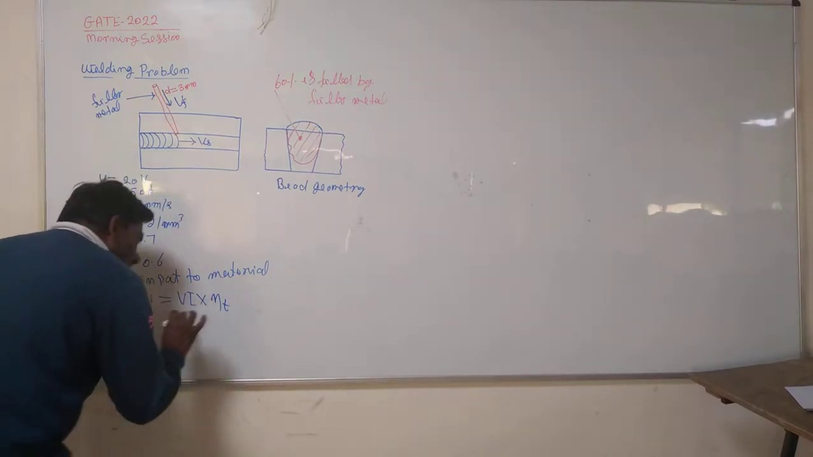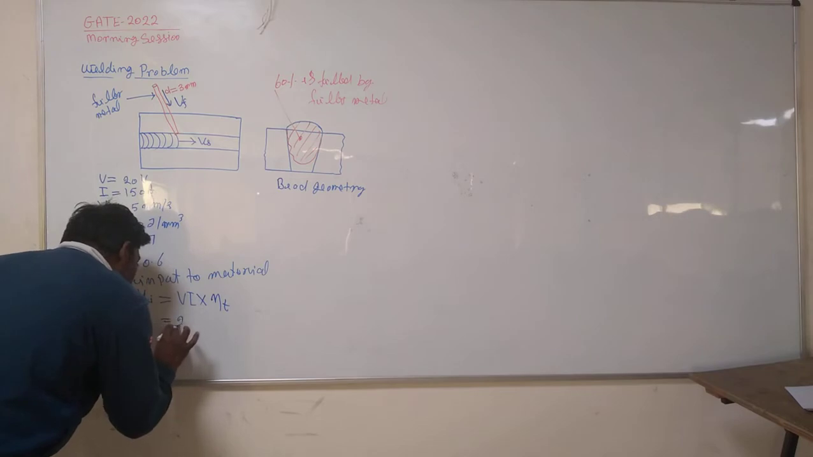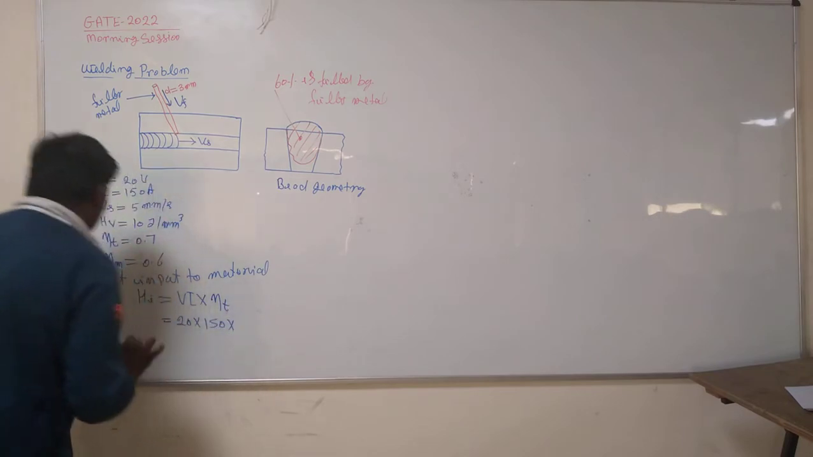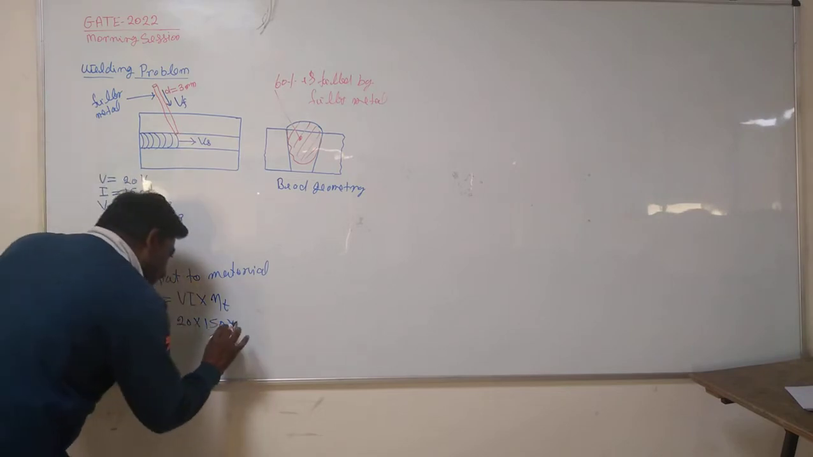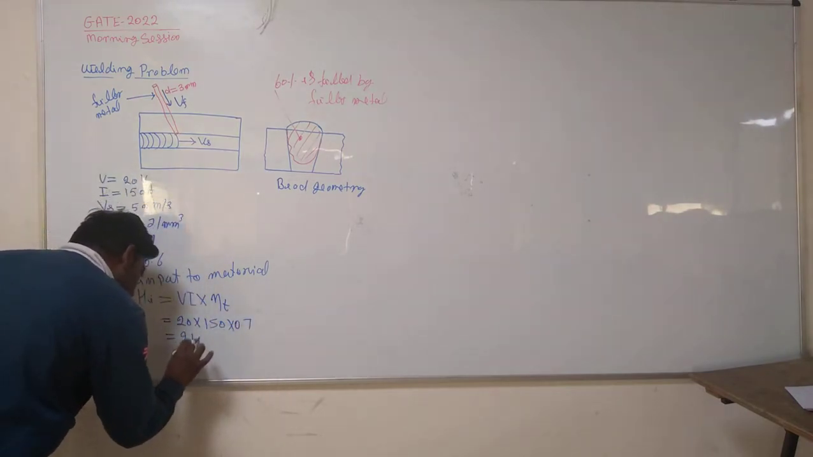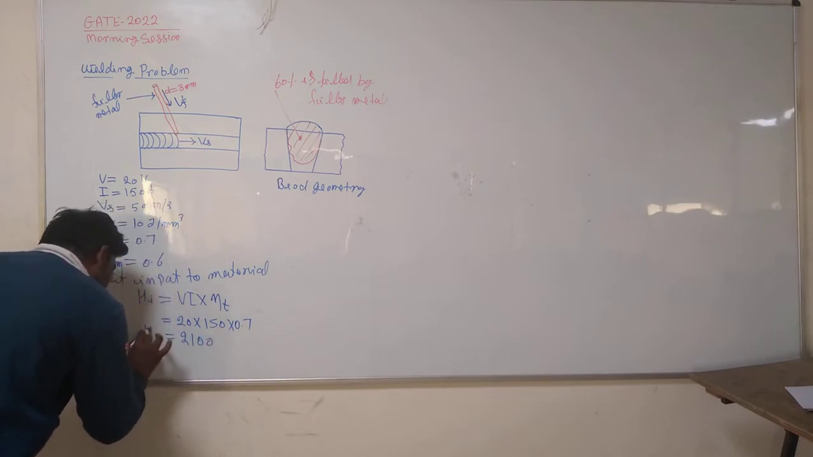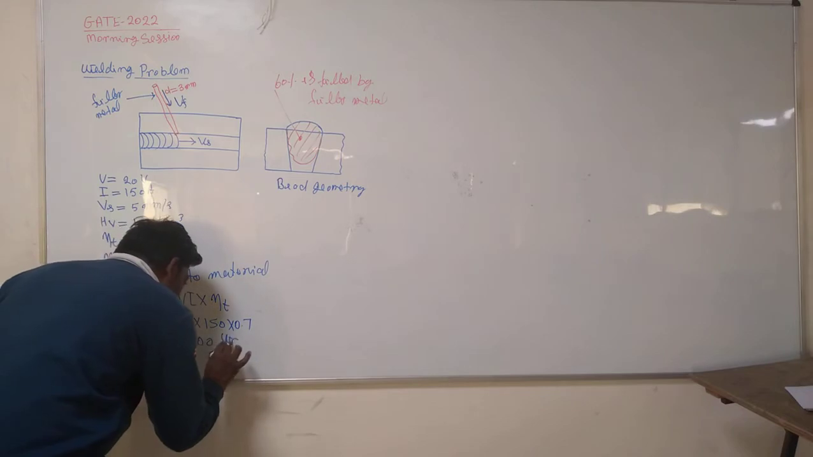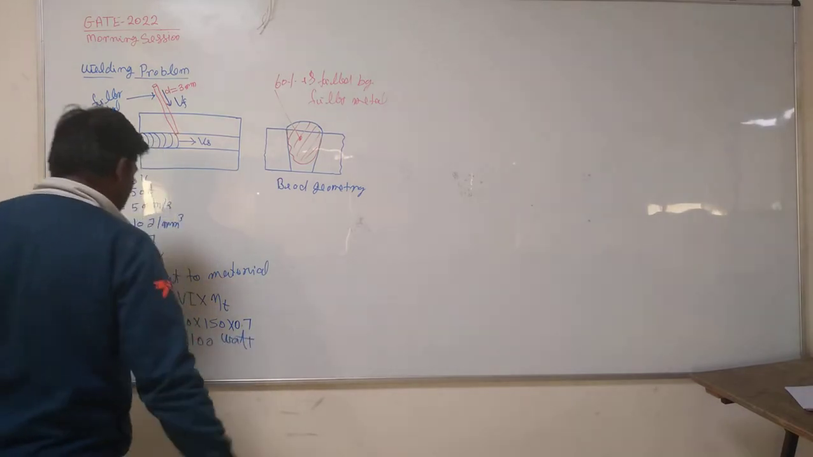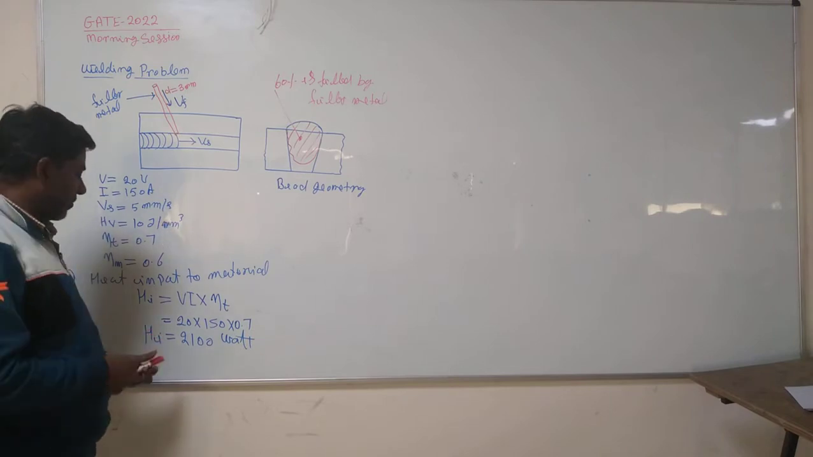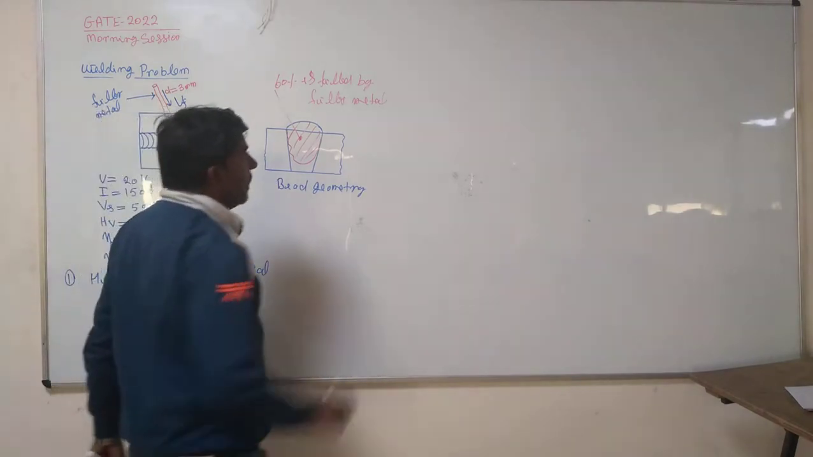So let us put all the values. V is 20, I is 150 ampere, and the heat transfer efficiency eta T is 0.7. When you multiply, you will get 2100. What will be the unit? This is VI, so watt. So in watt, that is 2100 joule per second of energy is entering into the material.